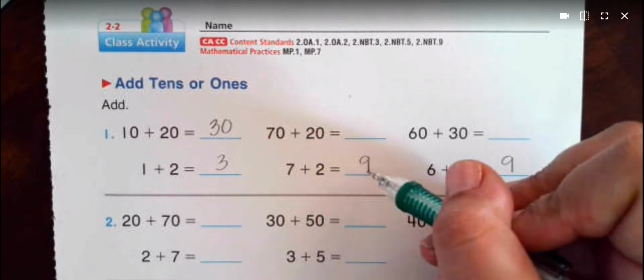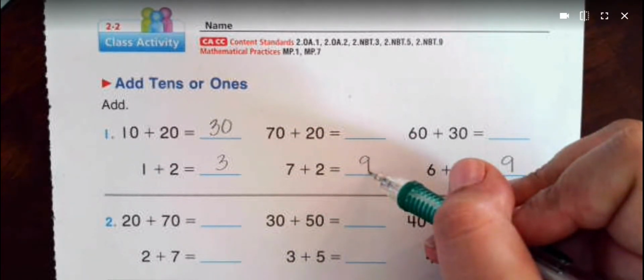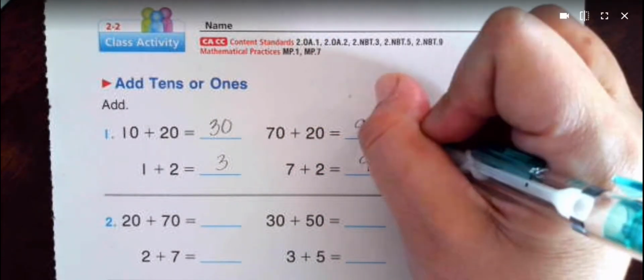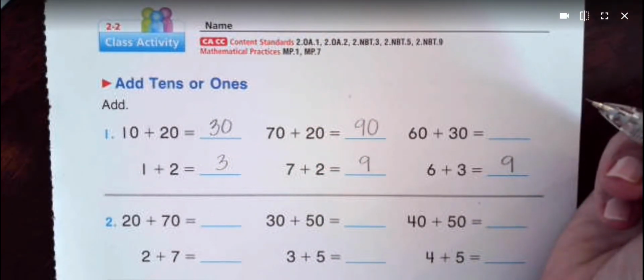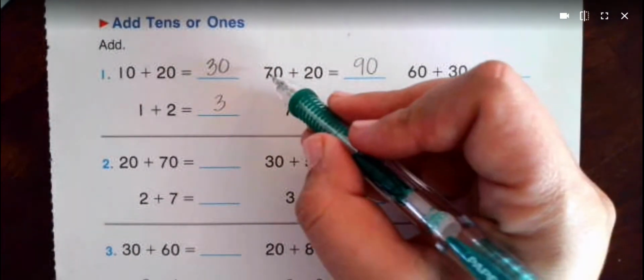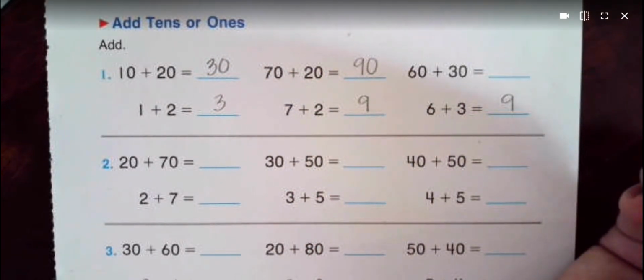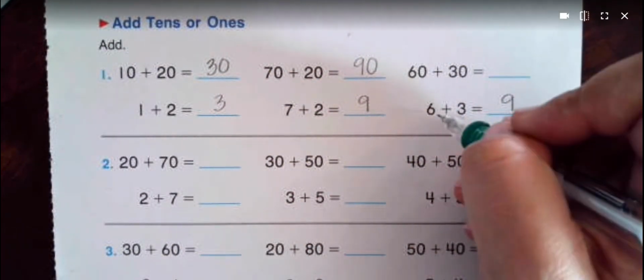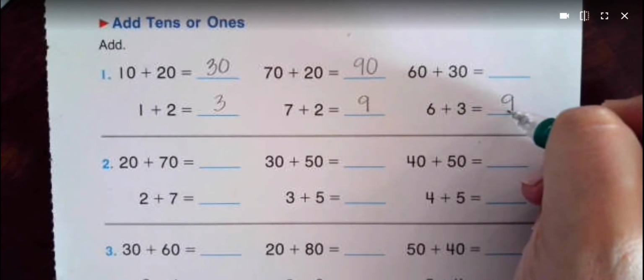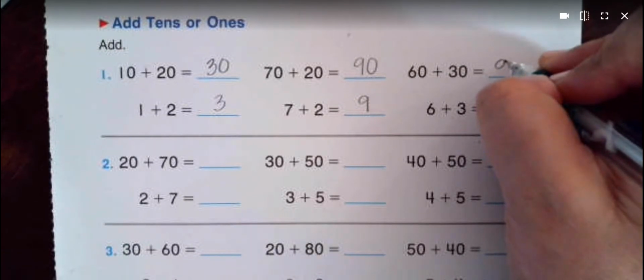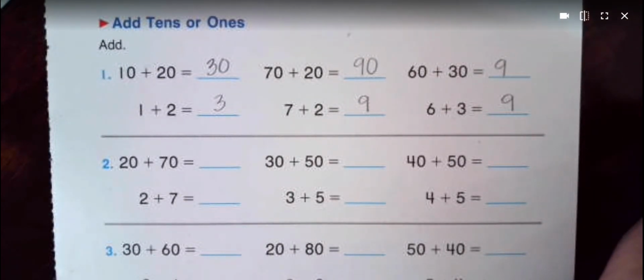I have 7 plus 2 equals 9. So here I have 70 plus 20 equals 90. Okay, so I have my 7, my 2, and my 9, and I added a 0 to each one. Same thing here. I have 6 plus 3 equals 9. So here I have 6 plus 3. I know it's going to be a 9. And then what do I add after? A 0. Good.